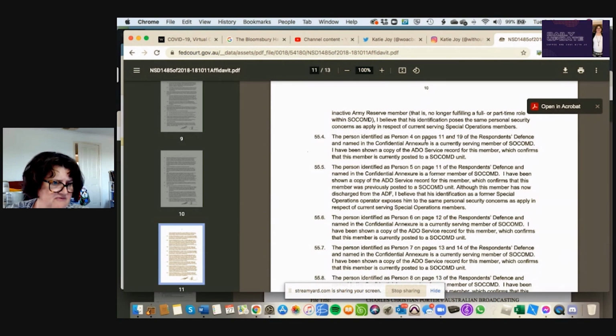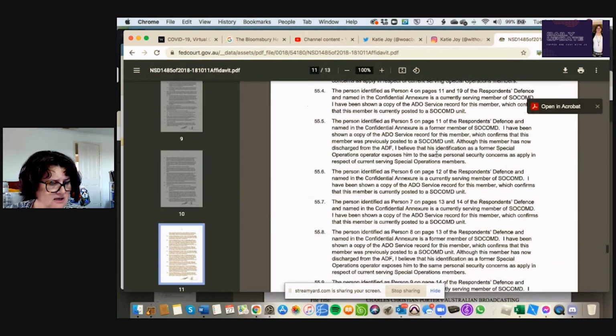Person 4 is a current serving member. He is currently a serving member of the SOCOMD, and the record shows that he is currently posted to a SOCOMD unit. Person 5 is a former member of the SOCOMD. Although this member has now been discharged from the ADF, I believe that his identification as a former special operations operator exposes him to the same security risks.